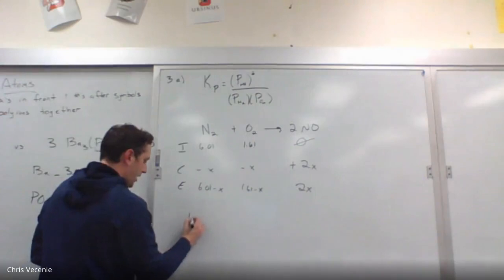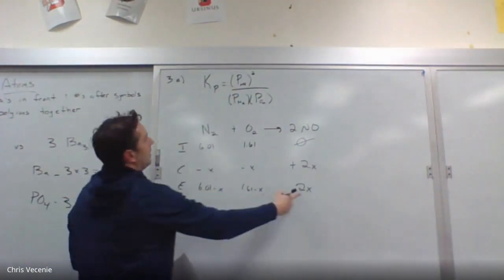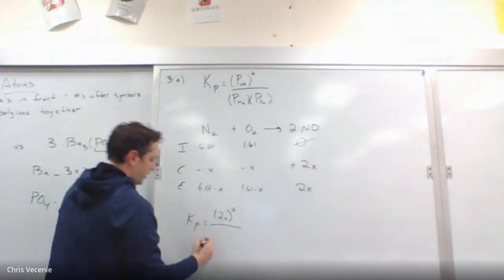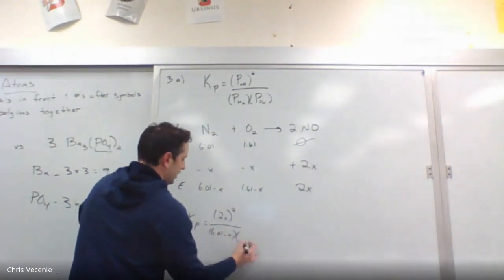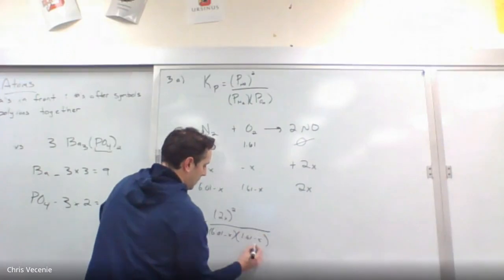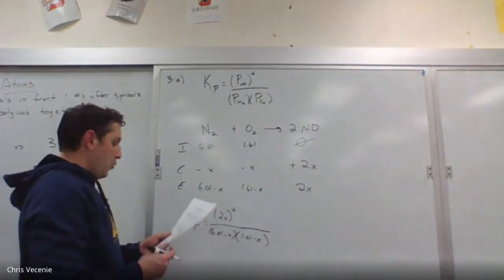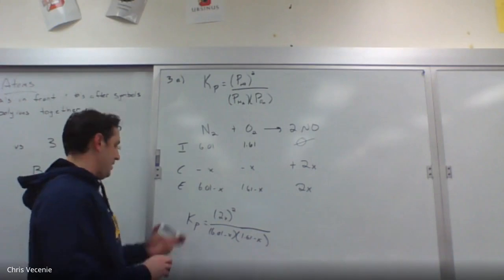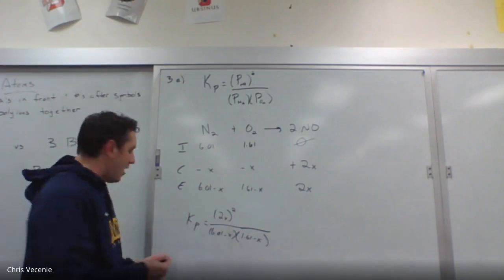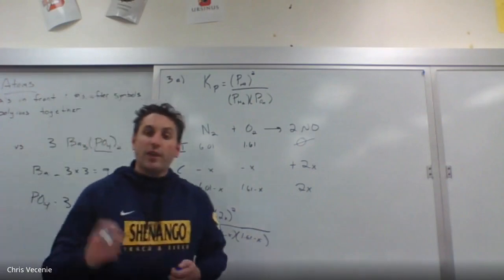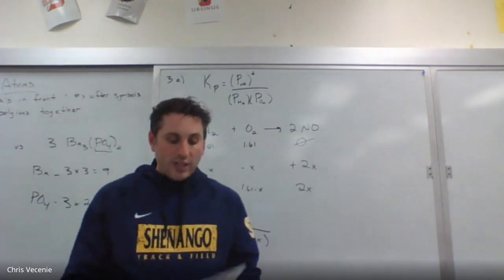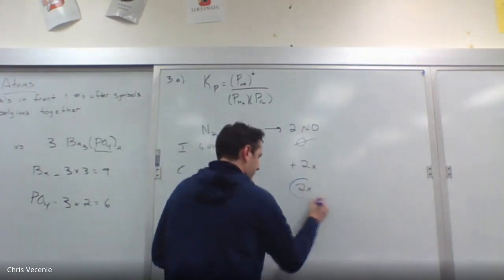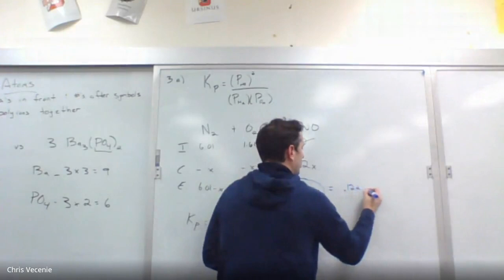Next thing we usually do is plug into our Kp expression. Kp expression says take the pressure of the NO and square it. So we're looking at 2X squared over each of these guys, 6.01 minus X times the 1.61 minus X. Now they want us to get the Kp, and when we get to this point, it seems like I don't have enough information. Don't have K, don't have X, and when that happens, I always say there is other information out there that will let you solve for X. And that other information is the 0.122 atmospheres. So they're telling us the NO at equilibrium, this guy, equals 0.122 atmospheres.